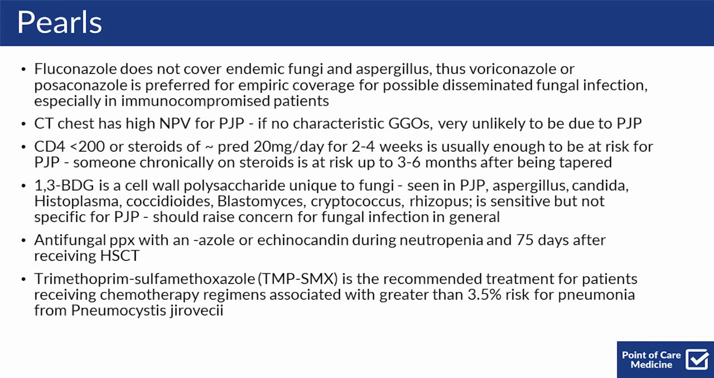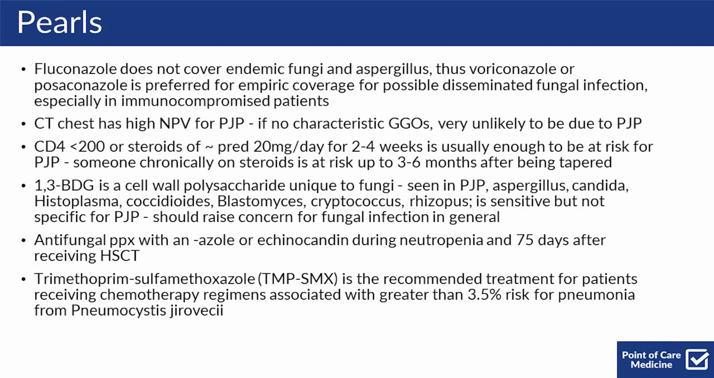When you get a CT chest, there's a very high negative predictive value for PJP if you do not have the characteristic GGOs. In that case, it's very unlikely you have PJP. A CD4 less than 200 or steroids of at least 20 of prednisone a day for 2 to 4 weeks is usually enough to be at risk for PJP. Someone who's chronically on steroids is at risk for getting PJP up to 3 to 6 months after being tapered.